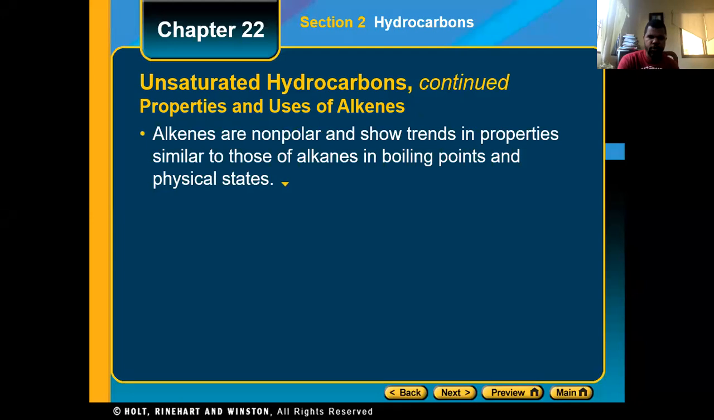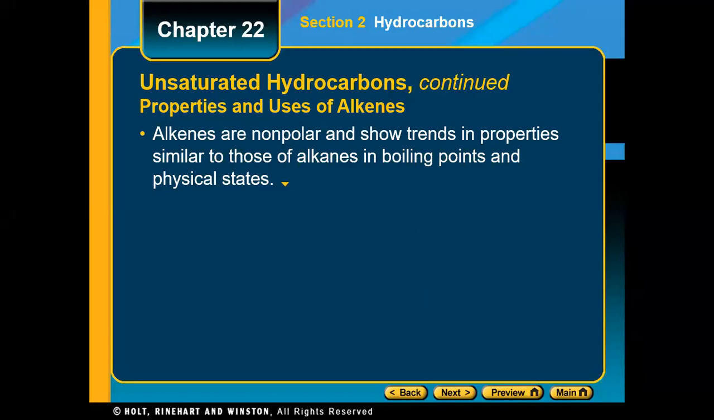Right, so now that you know how to name and write formulas for alkenes, let's talk about the properties of them. These are non-polar substances. Anybody remembers what is a polar and a non-polar substance? Any of you remember that? They attract how much electrons they attract, I think.